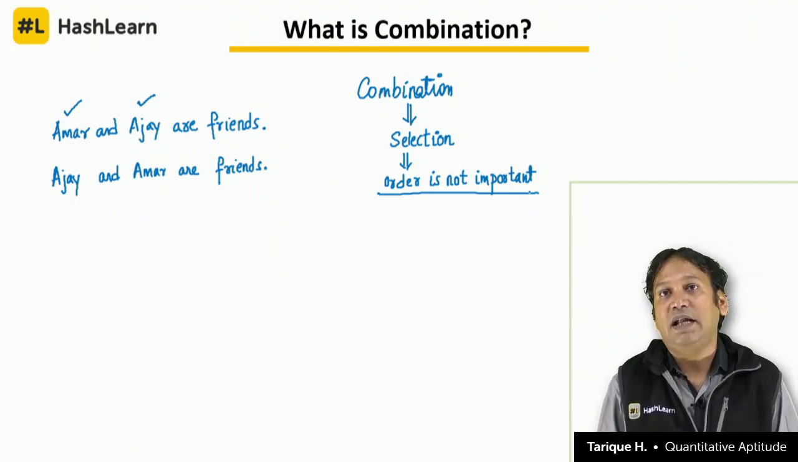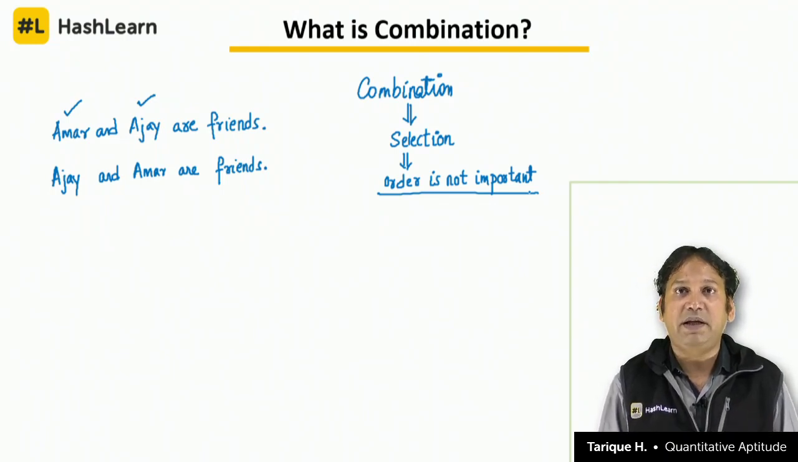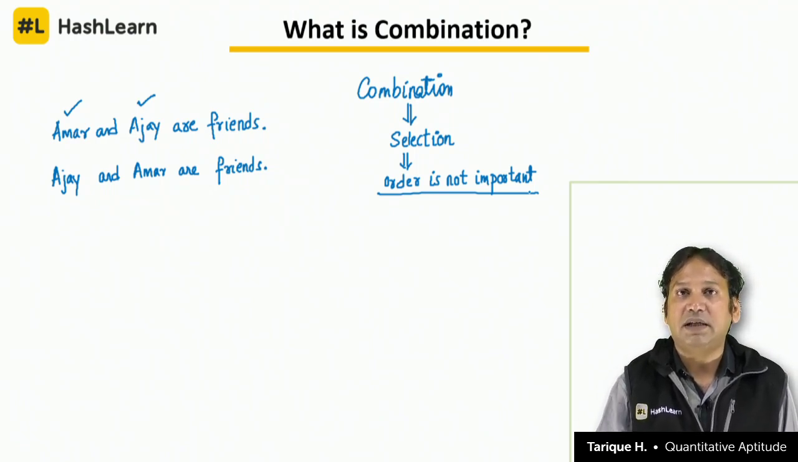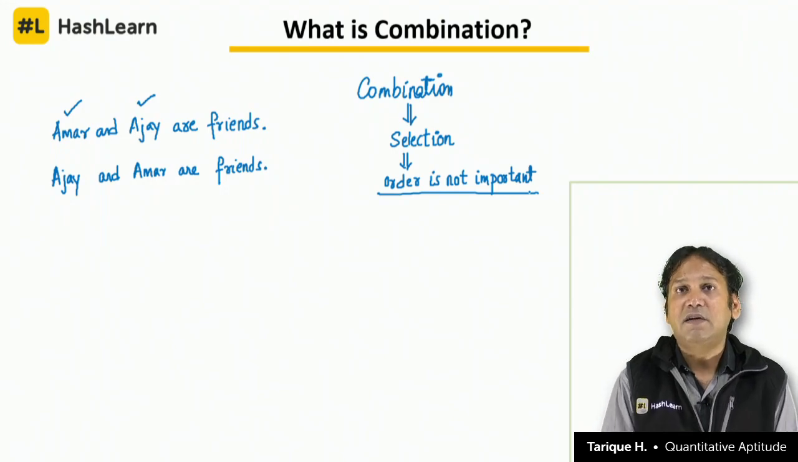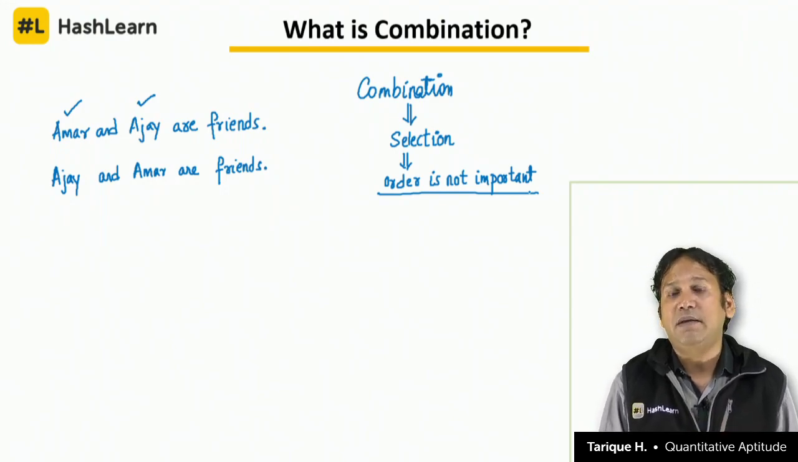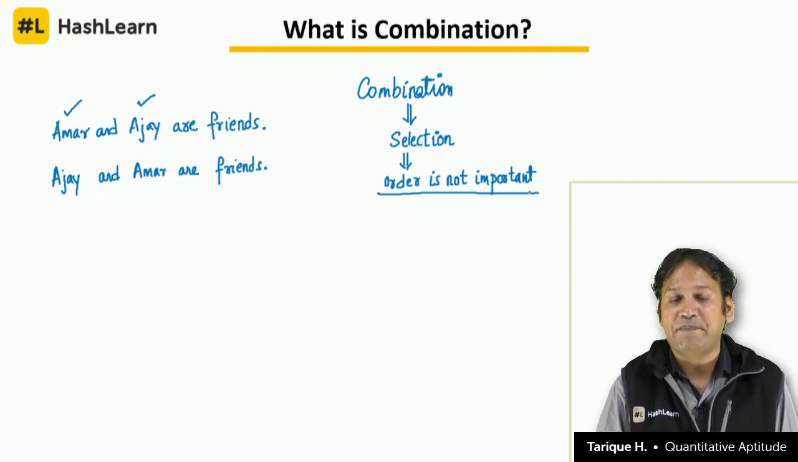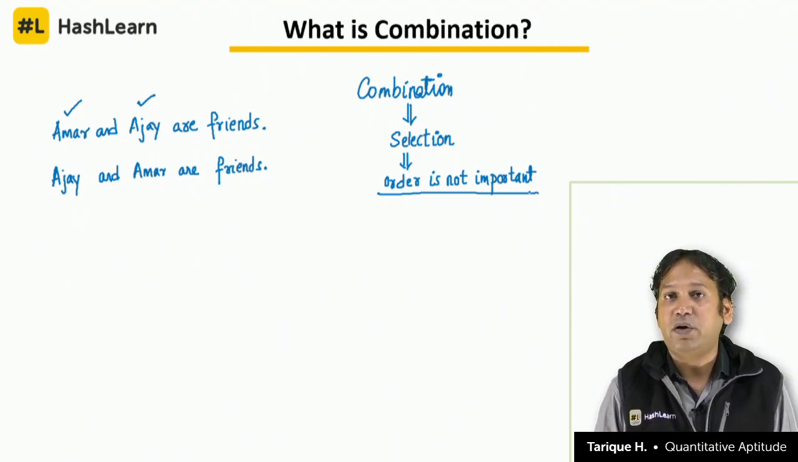Suppose three persons in a class are selected to participate in a quiz. Let the three persons be A, B and C, and one person comes in the class and announces that A, B and C are selected from this class. Or he says that B, A and C are selected, or he says that C, A and B are selected. It does not matter in which order he takes the names of the three persons. Ultimately what we know is that these are the three persons who have been selected for the particular program. So this is what we mean by combination. The selection is important, the order is not.